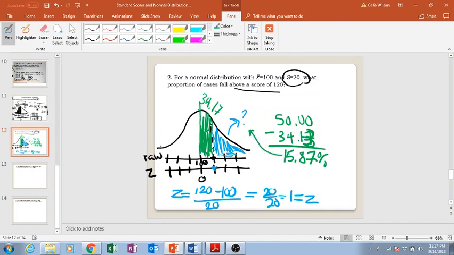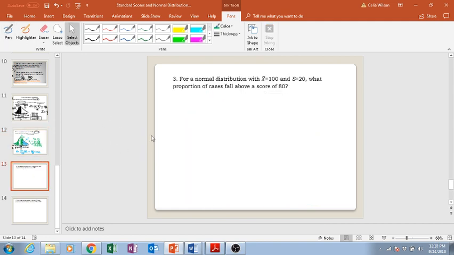And it's kind of good that we're being asked these questions back to back, because if we know that this area is 15.87, it makes sense that this area, because our curves are symmetrical, would also be 15.87. All right, so it's not so bad, is it? Let's go on to the next one and look at a distribution with a mean of 100 and standard deviation of 20. What proportion of cases fall above a score of 80?